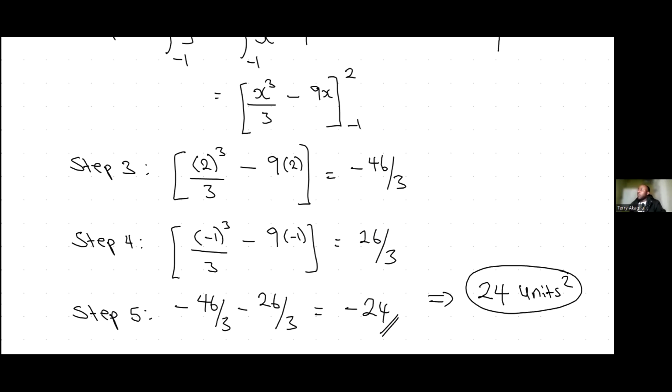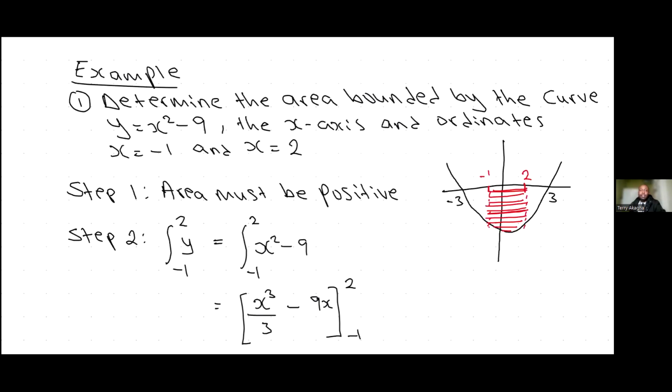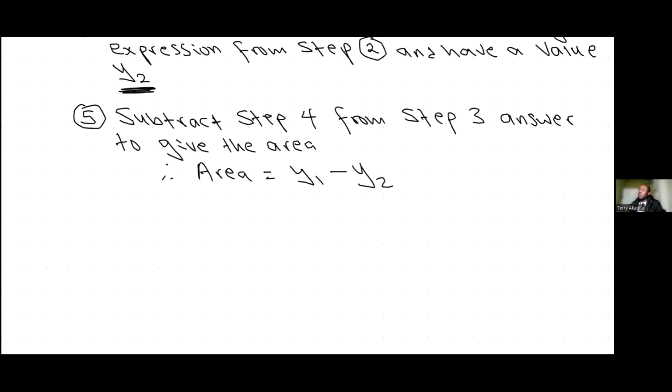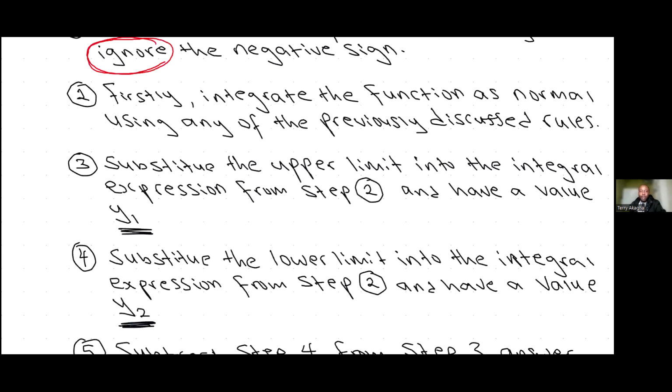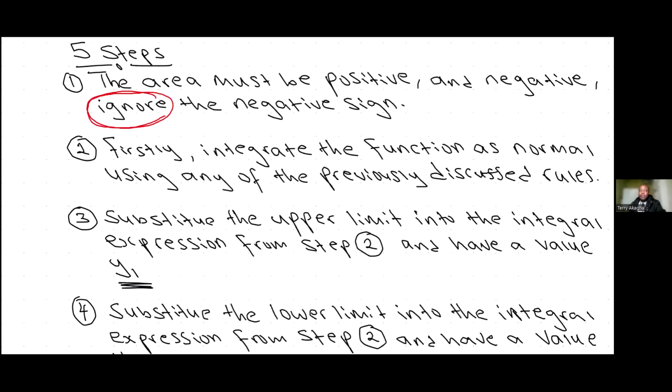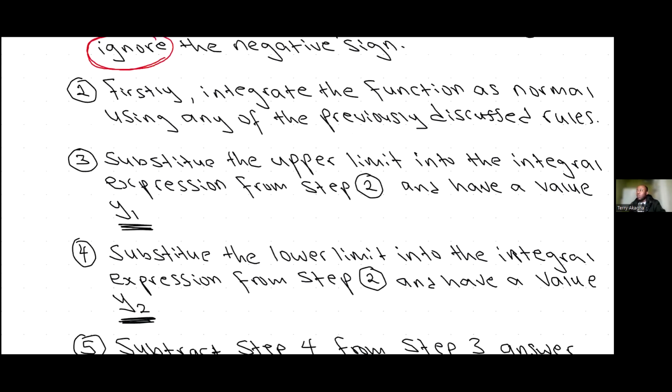And that will be that for this example. Basically, these are the 5 rules. The first thing you need to do is ignore the negative sign when you get an answer. You integrate the function, substitute the upper limit, substitute the lower limit, and you subtract each other.